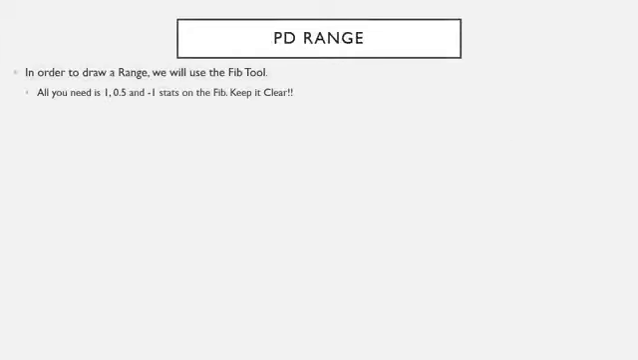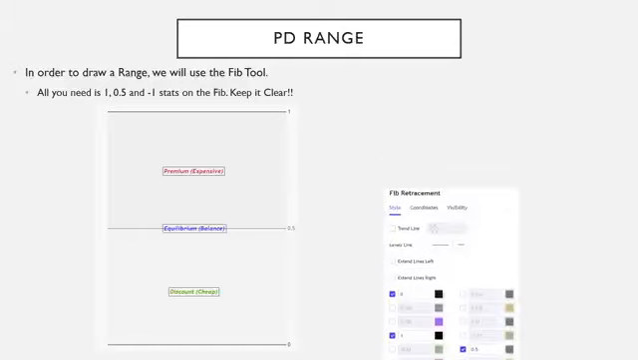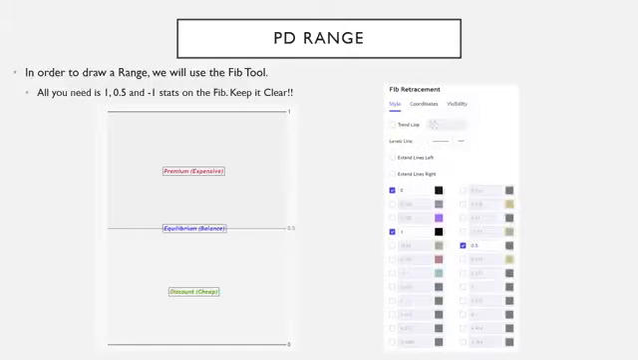How do we draw PD ranges? Very simple. We use the Fibonacci tool and we remove everything else. We just keep 0, 0.5 and 1 on the Fib. Keep it clean. This is how it looks and this is how you do it. You open a Fib retracement on TradingView and you use exactly the same settings that I have right there. Just 0, 1 and 0.50. That's it. In the middle, you're going to have your equilibrium.